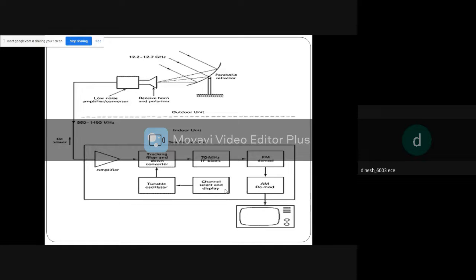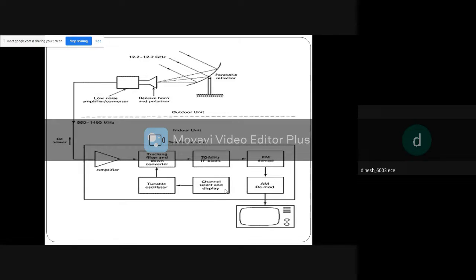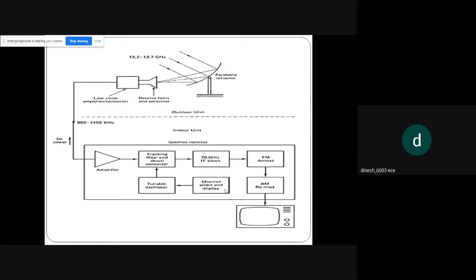So this receive-only home TV is divided into two parts. One is the outdoor unit, another one is the indoor unit. The outdoor unit will be present outside the home. The indoor unit will be present inside the home, where the indoor unit is meant only for processing of signals. It filters, demodulates, finds the appropriate frequency, does any amplification required, selects the channel, separates the audio signal and the video signal, and gives them to their corresponding amplifier segments.